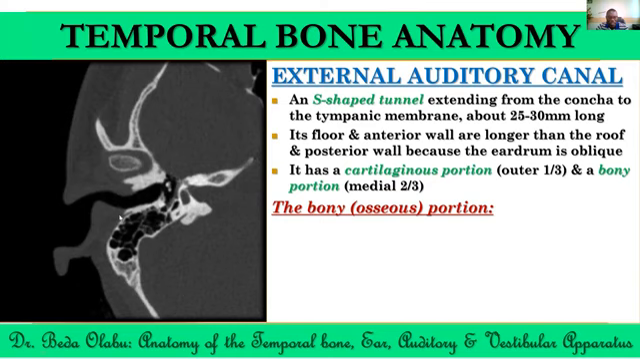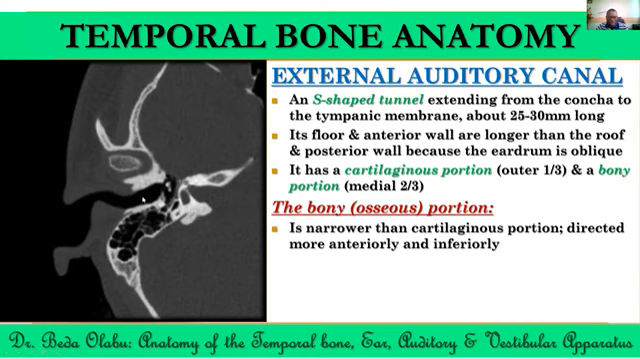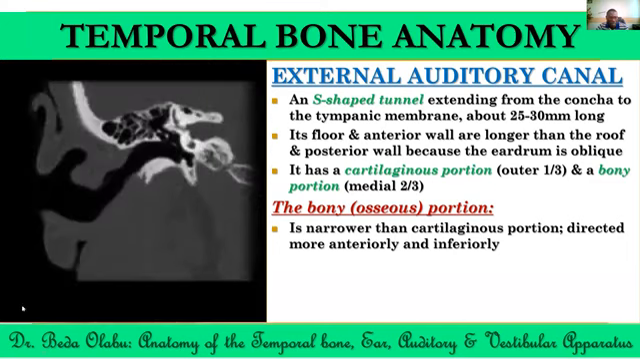I want us to particularly talk about the bony part of the external auditory meatus. It's narrower than the cartilaginous portion. The bony part is in particular directed more anteriorly and inferiorly. Now, this one shows us that anatomy also. So this is a coronal section, and it shows that it goes slightly inferiorly from that region.